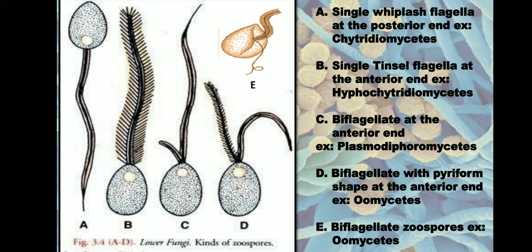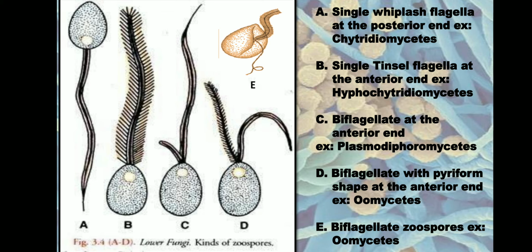You have another type of flagellum, the second type, where a single tinsel flagellum is found at the anterior end of a reproductive cell, at the front end of a reproductive cell. So it is usually seen in hyphochytridiomycetes. And then you have a biflagellate. Biflagellate means two flagella at the anterior end. One flagellum is shorter. The whiplash flagellum with a blunt end is shorter in this type when compared to the whiplash flagellum with a narrow tip. So it has two flagella, both are whiplash, whereas one is with the narrow tip and the other one is with the blunt end.